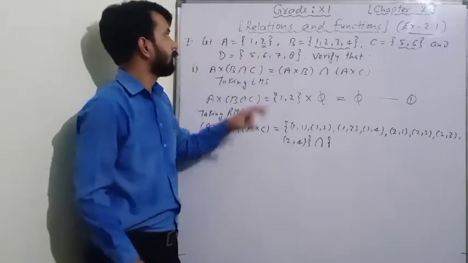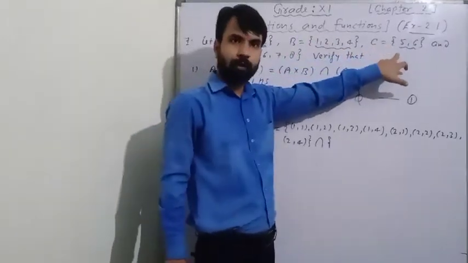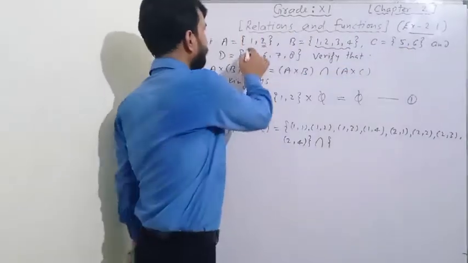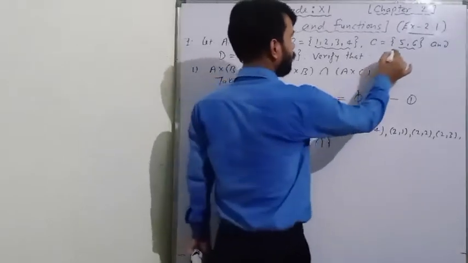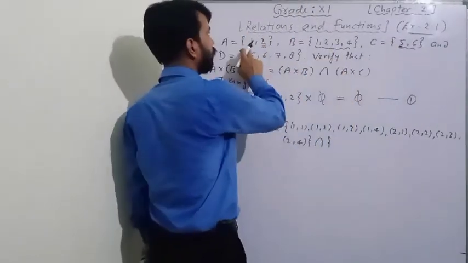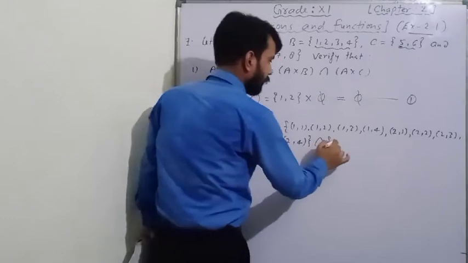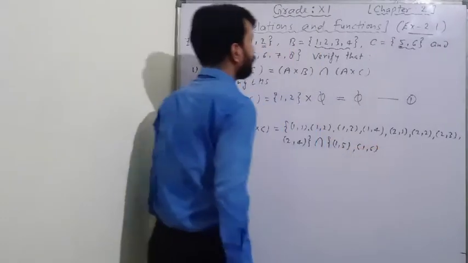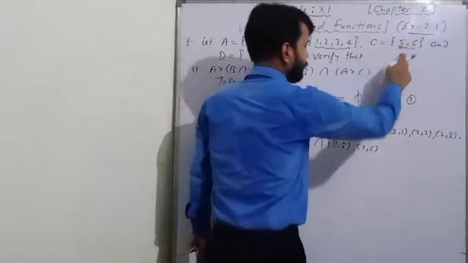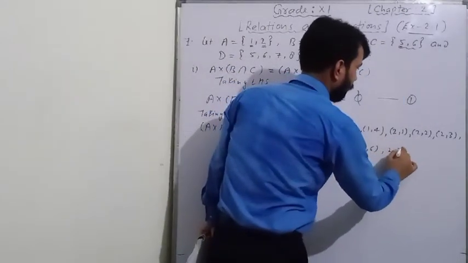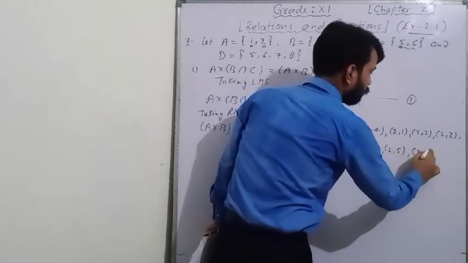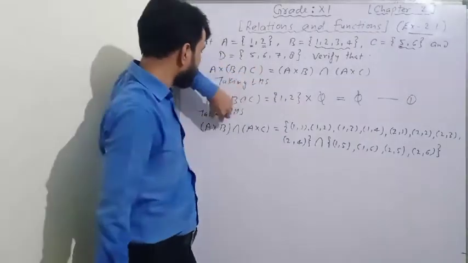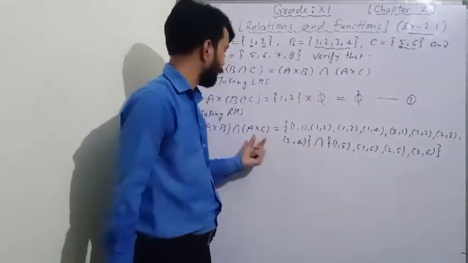Now the Cartesian product of A and C, so we will make pairs of the elements of A with the elements of C. So beta, what is in A? 1, and what is the first element of C? 5. So we make pairs of 1 with 5 and 6, that is (1,5) and (1,6). Similarly, we make pairs of 2 with 5 and 6, so (2,5) and (2,6). Is it clear? So beta, A cross B is this, A cross C is this.